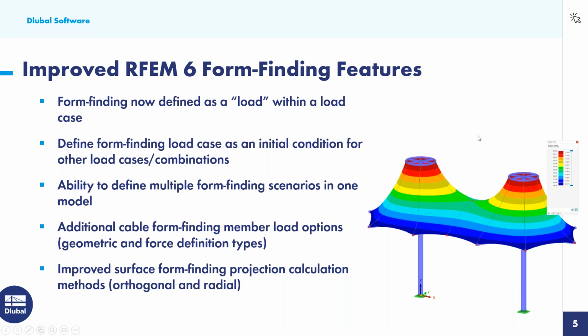To explain the improved RFEM 6 form finding features quickly, previously in RFEM 5, the form finding loads were really a function or a property of the element itself. Meaning under the surface or the member definition type, we would also apply these form finding pre-stress loads. Well, in RFEM 6, we revamped this. Now it's defined as a load within a load case. We thought this made a little bit more sense with the workflow.